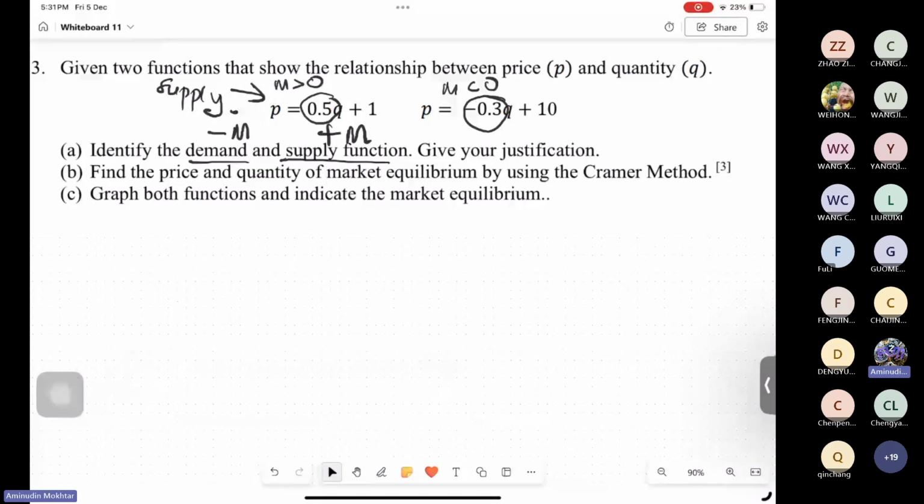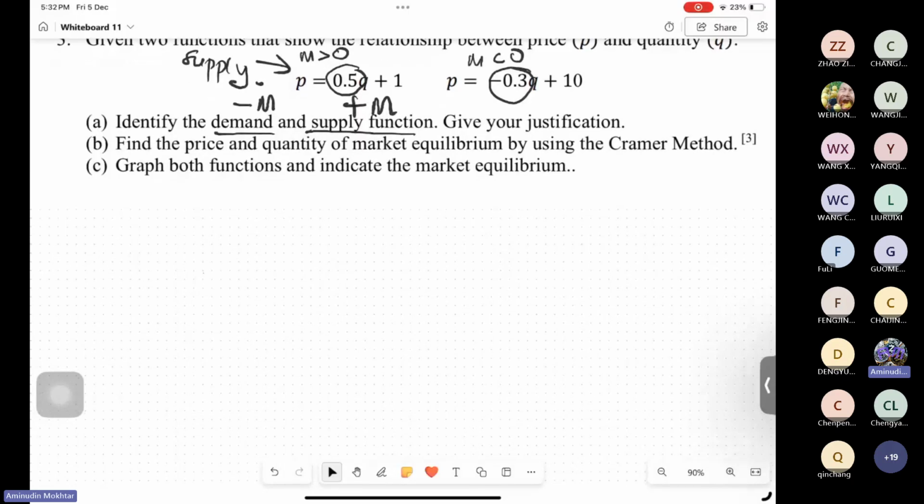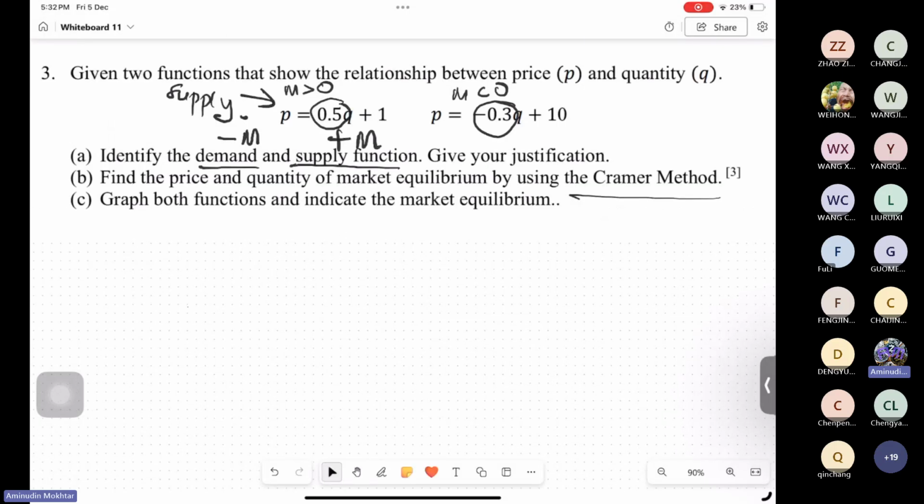Okay, that's for 3A. For 3B, find the price and quantity of the market equilibrium by using the Cramer rule. What are the equations? P equal to 0.5 Q plus 1. The second one is P equal to negative 0.3 Q plus 10.